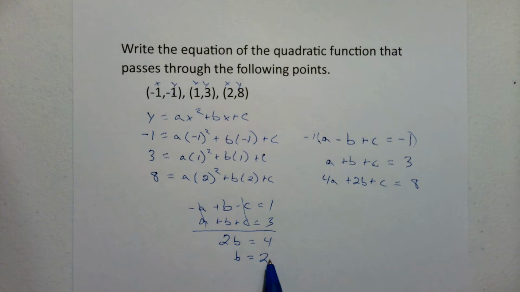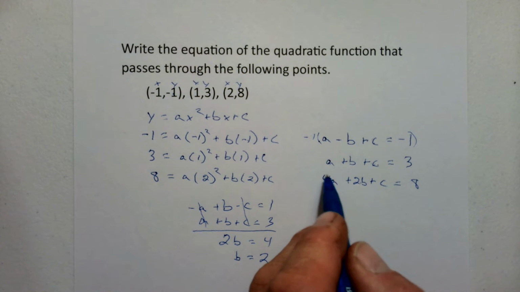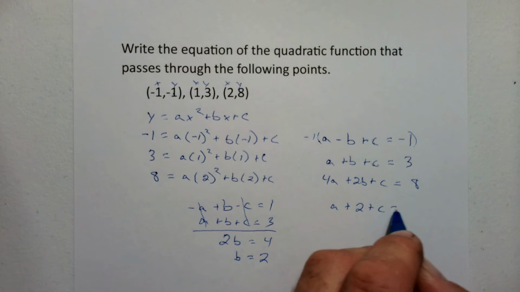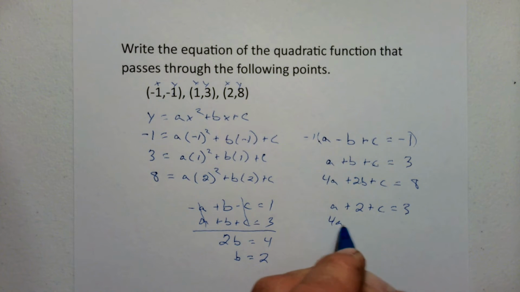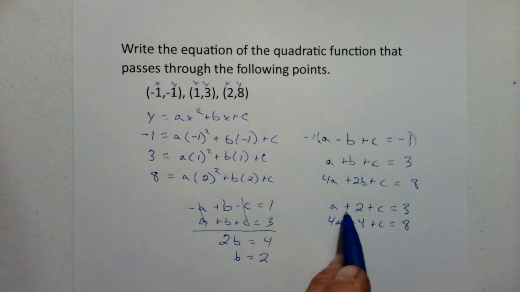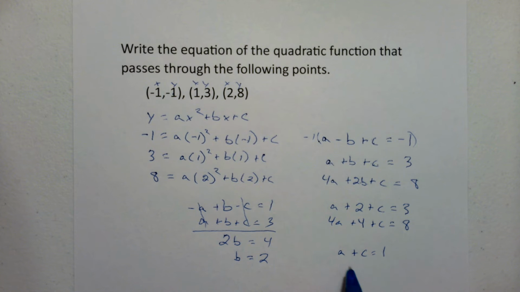Since b is going to equal 2, I can replace all my b values now with 2. Really, we're only interested in the other two equations, so I'm going to stick with my second and my third equation and let b equal 2. So I know that a plus 2 plus c has to equal 3. And 4a plus 2b, which is 2 times 2, gives me 4, plus c is going to equal 8. I'm going to simplify this. Subtract my 2 over, and in this case, subtract my 4 over. So a plus c is going to equal 1, and 4a plus c is going to equal 4.